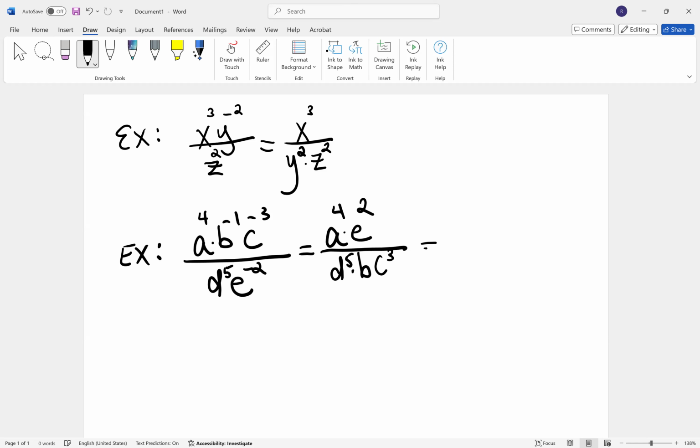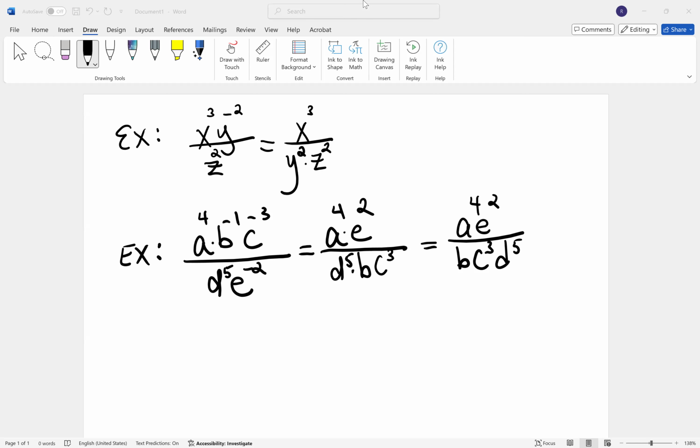And typically, we would write our answer so that it's in alphabetical order in terms of the product. So we're going to write this as a to the 4th times e squared divided by b times c to the 3rd times d to the 5th. So that's the shortcut to rewriting an expression so that you have positive exponents only. Think in terms of a fraction reciprocal, and you have to take the reciprocal of each and every term that has a negative exponent if we want to rewrite with positive exponents only.